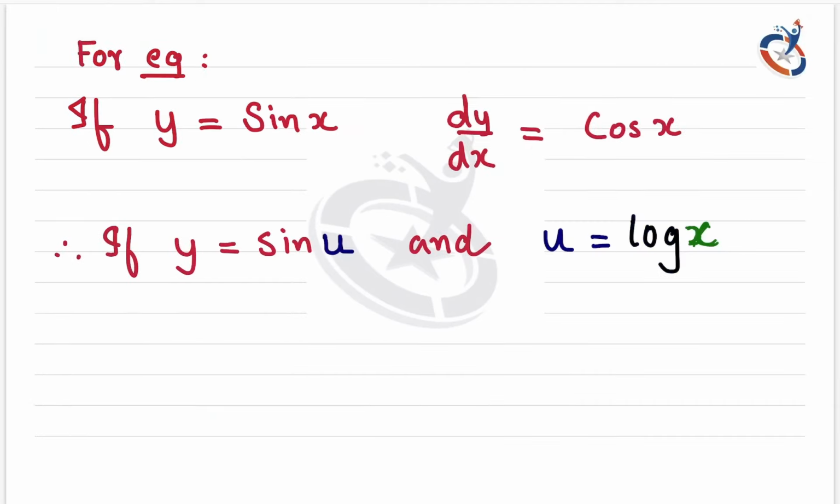So let's take an example now. Suppose y is equal to sin x. Then everybody knows the derivative of sin x is cos x, right? So derivative of sin x is equal to cos x.